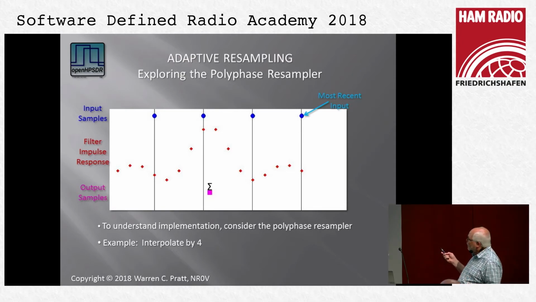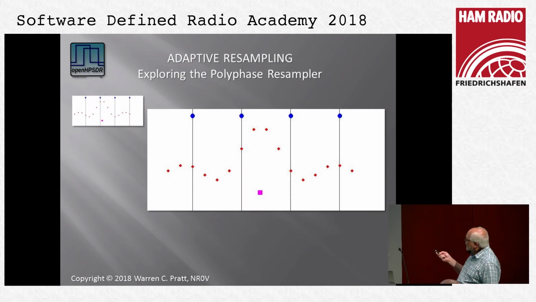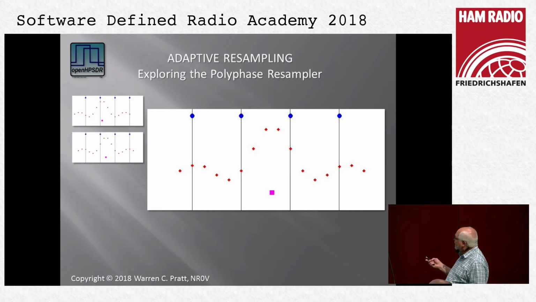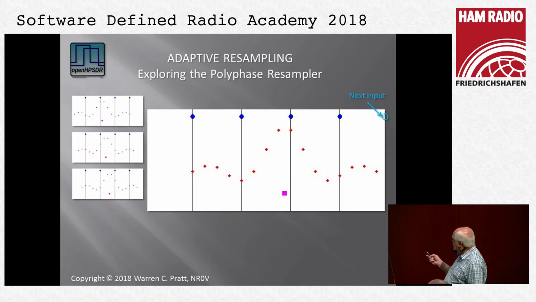Now, to get the second output, we shift the impulse response. We have the same input samples, we just shifted the impulse response over by 1. Notice that in both the first case and the second case, the impulse response gets centered on exactly where in time we want the output sample. Okay? And again, we multiply, add, we have our second output. Same thing for a third output. Same thing for a fourth output.